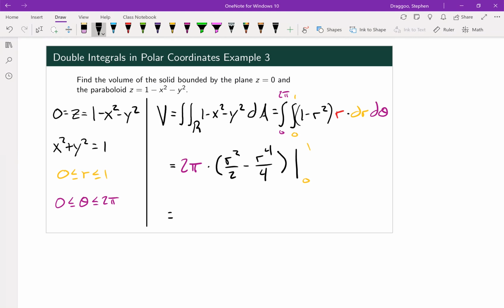So we've got 2 pi times 1/2 minus 1/4 minus 0 minus 0. 1/2 minus 1/4 is going to be 1/4. And 1/4 times 2 pi is pi over 2. So that should be the volume of that paraboloid, the volume of the solid bounded by the paraboloid and the plane z equals 0.